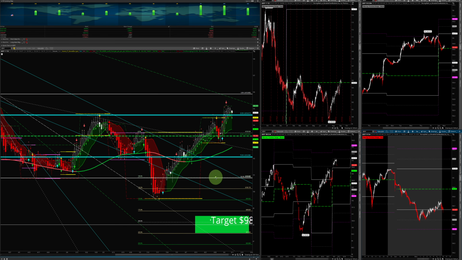I had a target of 98, and it never made it there. I don't know if it's going to continue grinding higher to October, November, and then once we hit November it starts going down and maybe hits the target of 98 that I still have for the dollar.